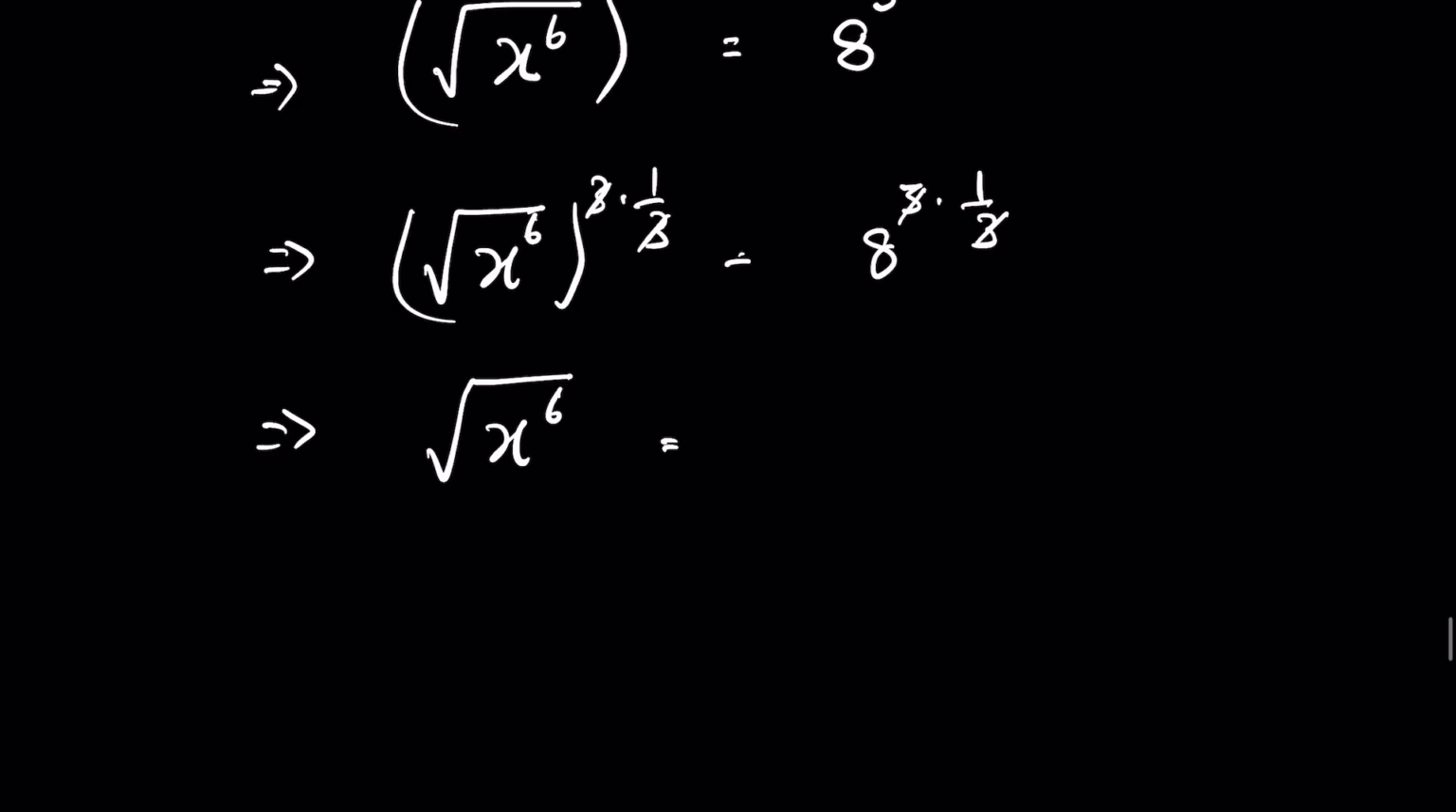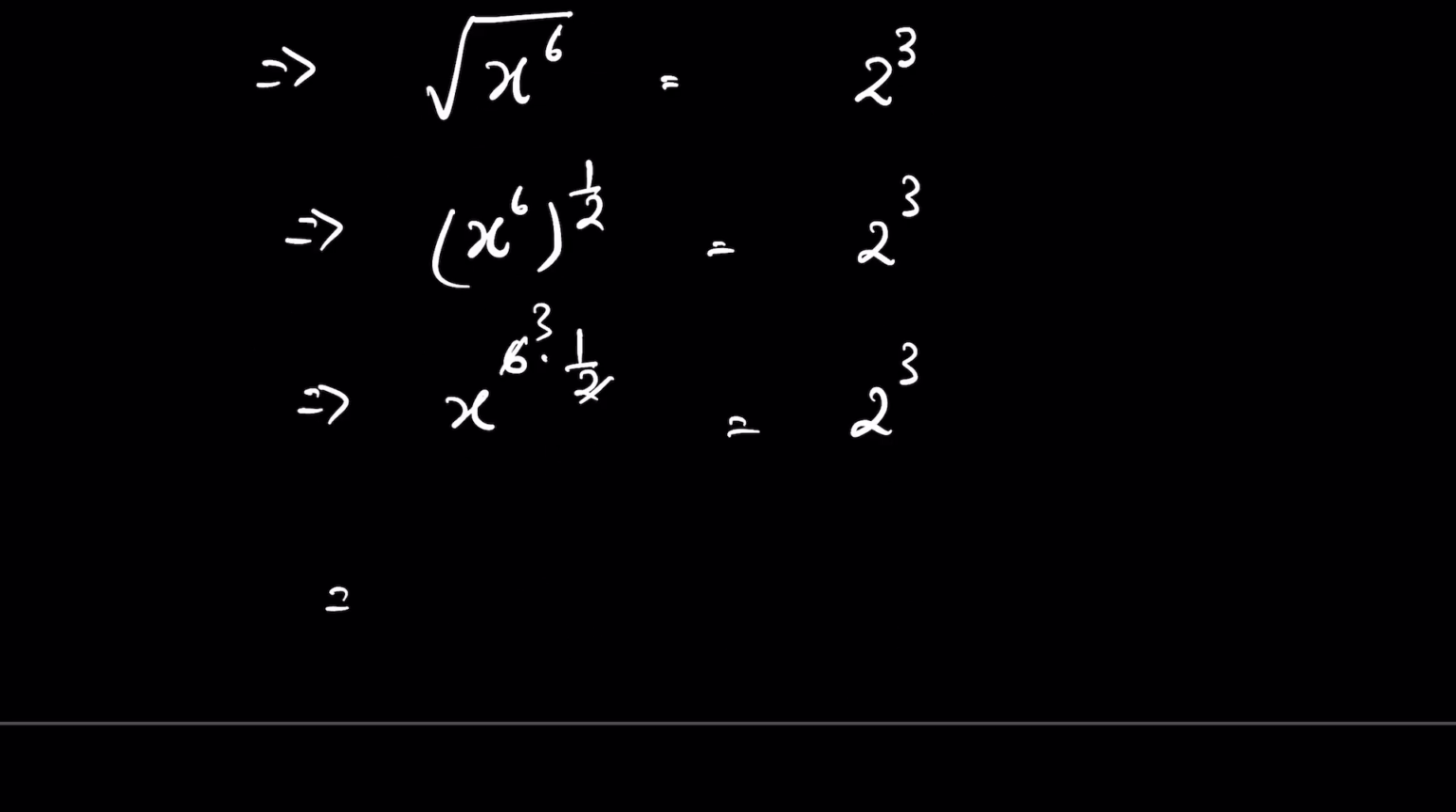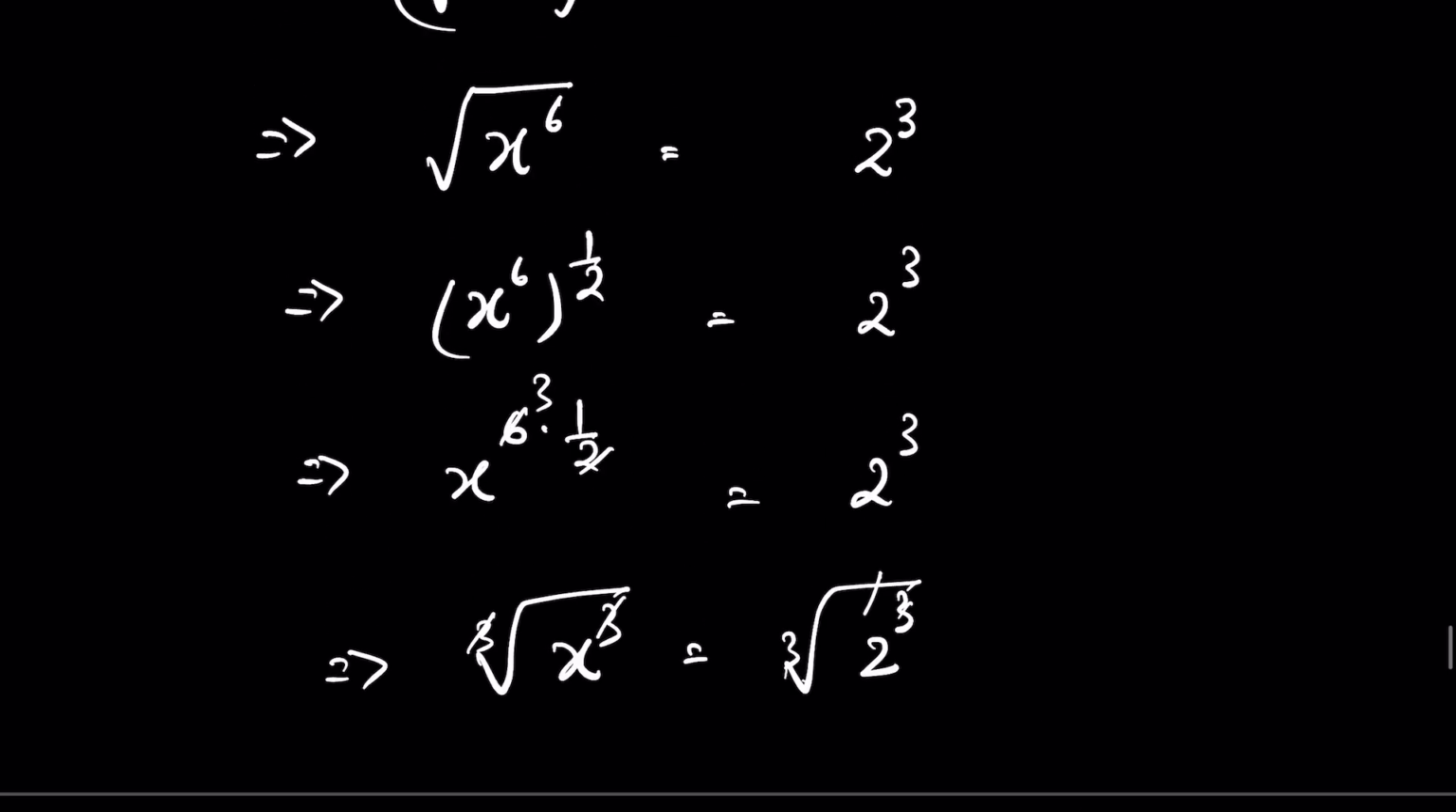8 we can write as 2 to the power 3. Now it is x to the power 6 raised to the power of 1 upon 2 is equal to 2 to the power 3. x to the power 6 times 1 upon 2, 2 times 3 is 6, is equal to 2 to the power 3, or x to the power 3 is equal to 2 to the power 3. Now cube root both the sides. So 3 and cube root get cancelled. Therefore, x is equal to 2.